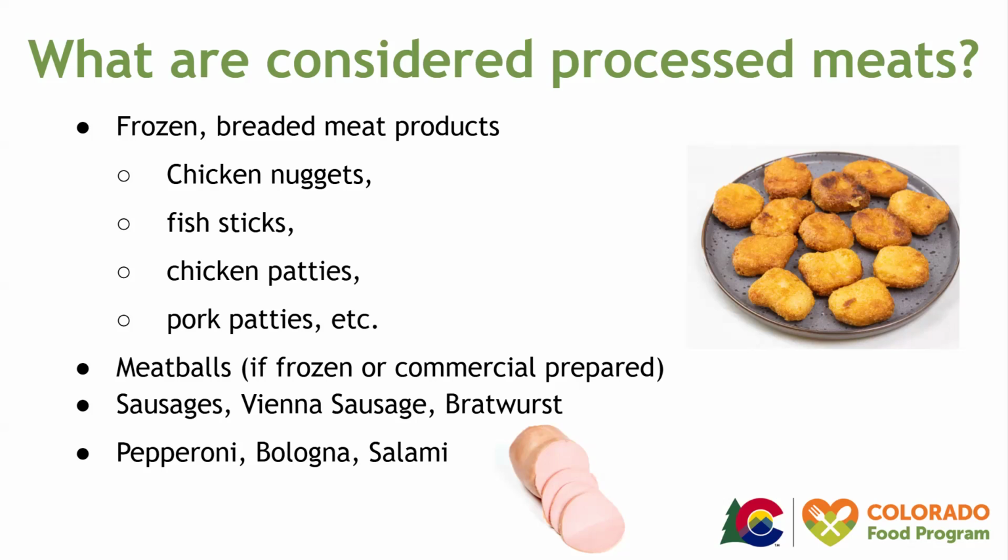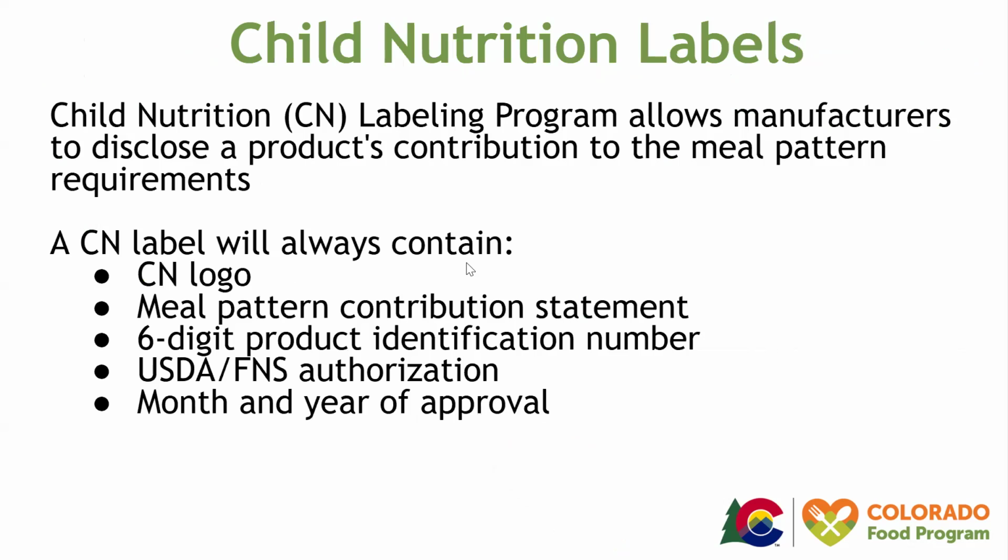Other things that we commonly see are meatballs. Those are the frozen or commercially prepared meatballs. They commonly have those binders in them. Homemade meatballs are totally fine, but if you're purchasing them frozen, then that would be considered processed. Other things such as sausages, Vienna sausages, bratwurst, pepperoni, bologna, and salami are all examples of processed meat.